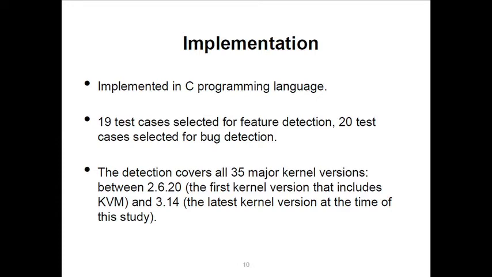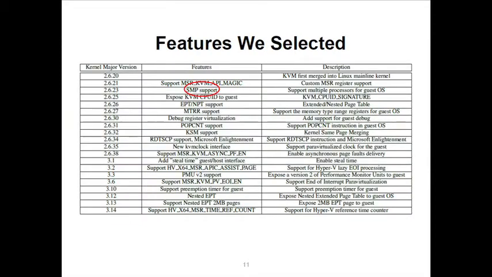As to the implementation, the framework is implemented in the C programming language. So far, we selected 19 test cases for feature detection and 20 test cases for bug detection. The detection covers all 35 major kernel versions between 2.6.20, which is the first kernel version that introduced KVM, and 3.14, which was the latest kernel version at the time of the study.